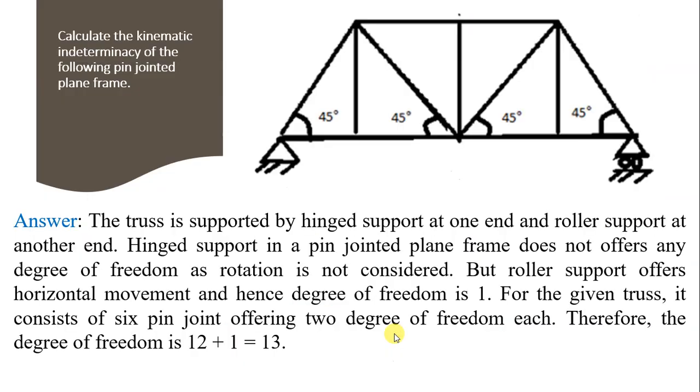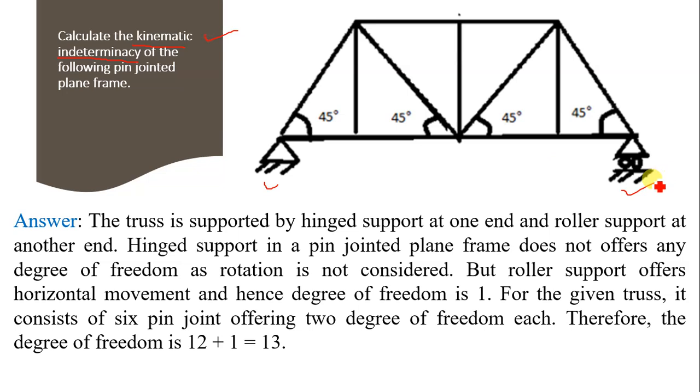Let us move to the next question. Calculate the kinematic indeterminacy of the following pin jointed plane frame. So this pin jointed plane frame is given. We have to calculate the kinematic indeterminacy. We know kinematic indeterminacy means the number of joint displacements. Now in this figure, the truss is supported by hinged support at one end and a roller support at another end. This is roller support.